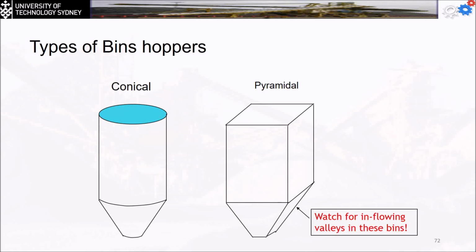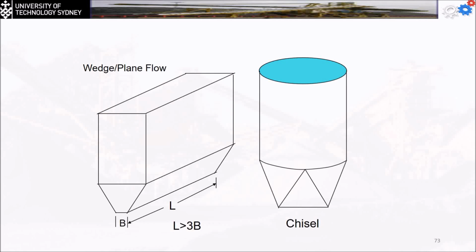Also, we can have the chisel outlet for the hopper. We can have the wedge, or what we call the plane flow, where in this case the width of the outlet is going to be less than 3 times the length. Once again, the conical hopper, the square opening, the chisel type, and the wedges and the pyramids are all possible. But in this class, we are going to concentrate on the conical hoppers and the wedge type hoppers design process.